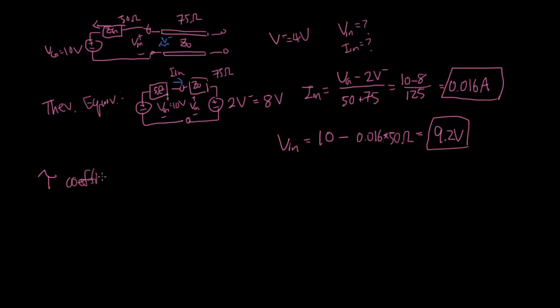The other way to look at it is the transmission coefficient. So let's see how you get the same result using this. In this case, V in is going to be equal to the transmission coefficient times this negative going wave. So 1 plus gamma of V minus.